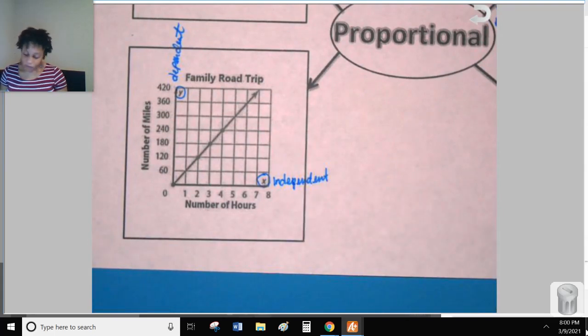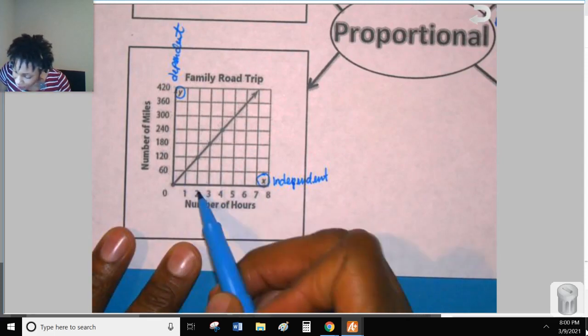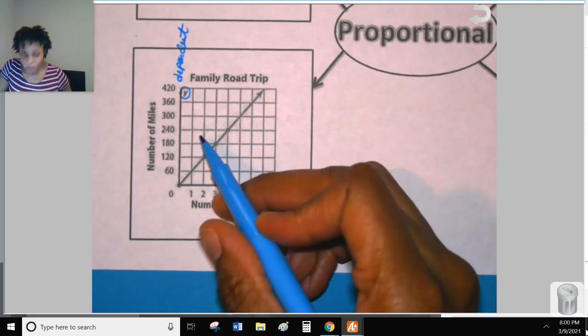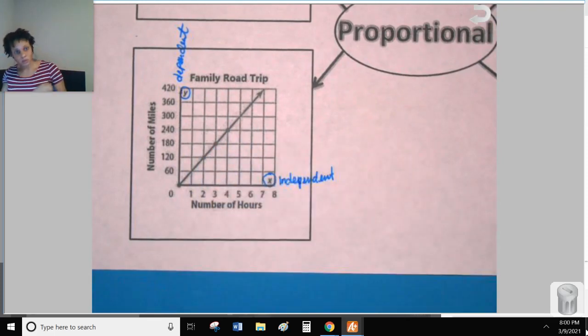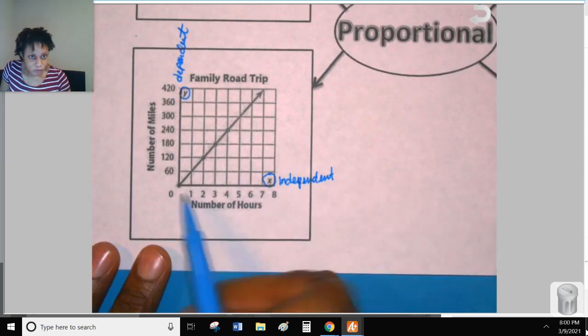So I can look at this graph and I see that at 1 hour, I drove 60 miles. At 2 hours, I drove 120. At 3 hours, I drove 180. 4, I drove 240. As you notice, this graph goes with the chart, right? With the table. So it matches. What you also notice is at 0 hours, I drove 0 miles.